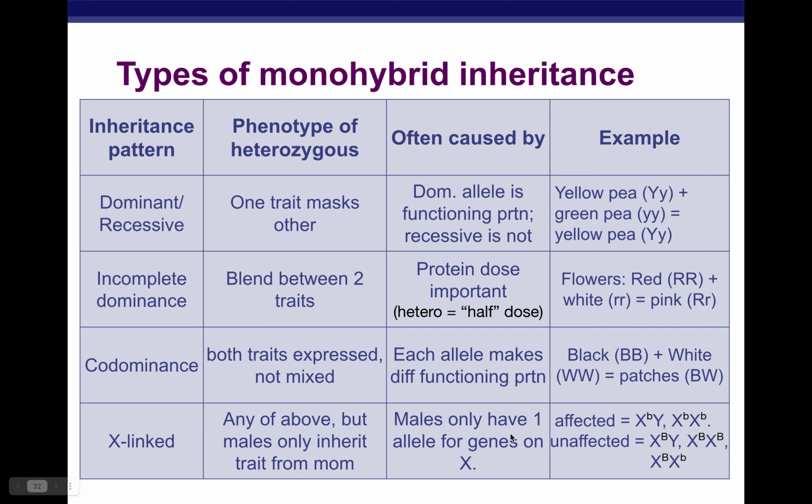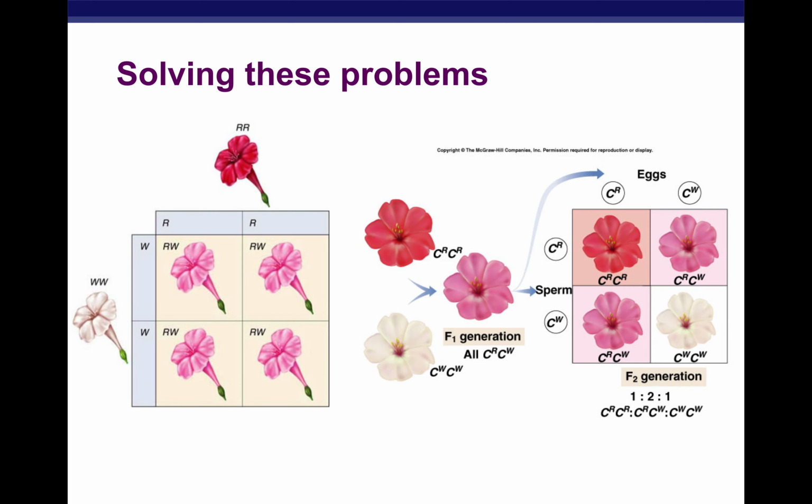And then there is a third version of monohybrid inheritance called X-linked inheritance, but you aren't going to learn about that in this lecture. You'll learn about this in the next lecture. But anyways, in terms of solving the Punnett square, it's actually still pretty much the same as before. The only difference is, just remember, the heterozygotes look completely different than the homozygotes.